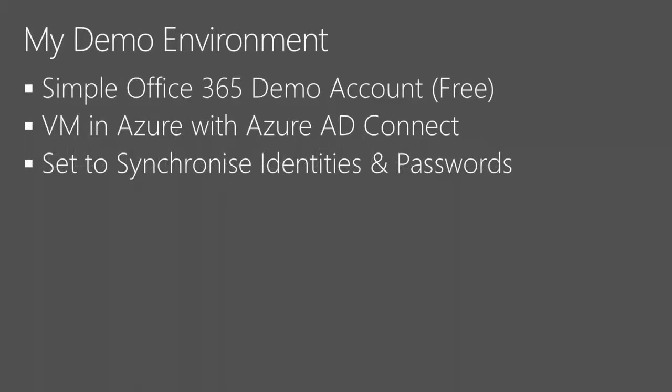Let's straight away roll up our sleeves and get into the demo environment. My demo environment is a very simple trial Office 365 demo account, which was free. It's also hooked into Azure Active Directory Premium, which is a free 30-day trial. I'm also using a VM in Azure with Azure AD Connect. It's obviously a domain controller, so it's got user identities sitting on it. It's currently set to synchronize identities, but during the demonstration, we're going to sync it up so it does password replication as well.